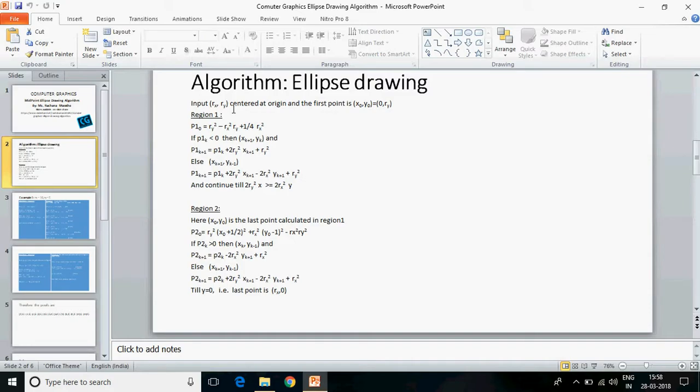Hence, starting from the y-axis, x equal to 0 and y equal to Ry, we go on till this condition. This is region 1. When we reach this condition, we move on to region 2 and use these equations, when 2Ry square x is greater than or equal to 2Rx square y. When we reach this position, we follow this till we reach Rx, 0, that is the Rx x-axis coordinate. Let's look at the example.